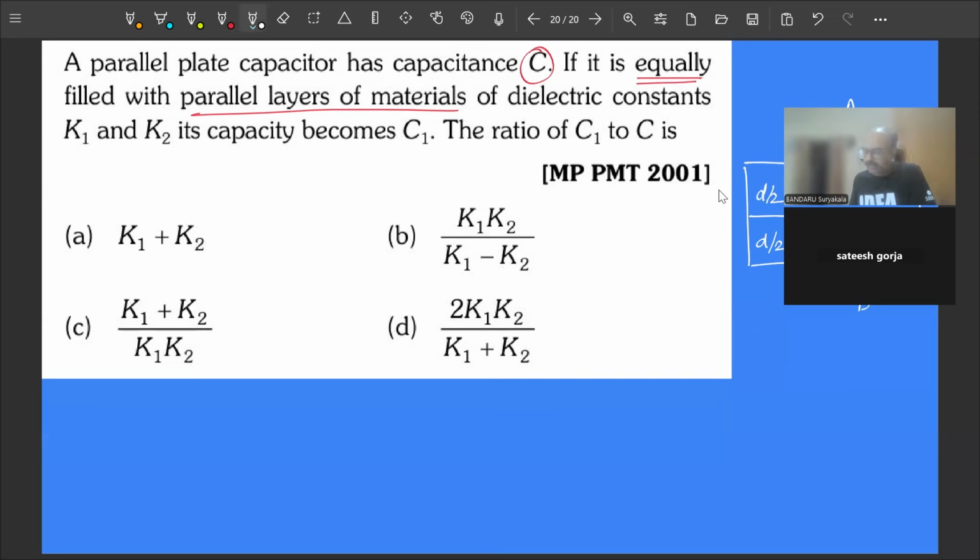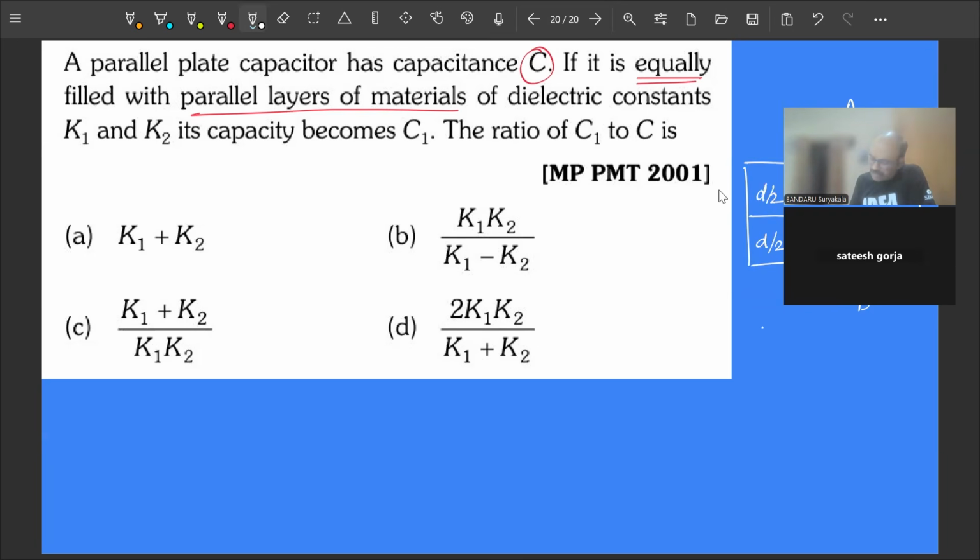So you may have doubt, why should we take only like this? The given parallel plate capacitor has the capacitance, if it's equally filled with the parallel layers, not perpendicular layers. Perpendicular means we can divide the area. But here parallel layers are given, so we should divide only the distance. Okay. So this is area A. This is also area A. So it's having the dielectric constant K1 and it's having the dielectric constant K2. Okay. Now these two are connecting in series.